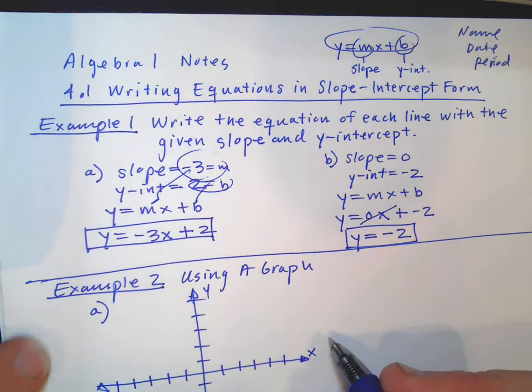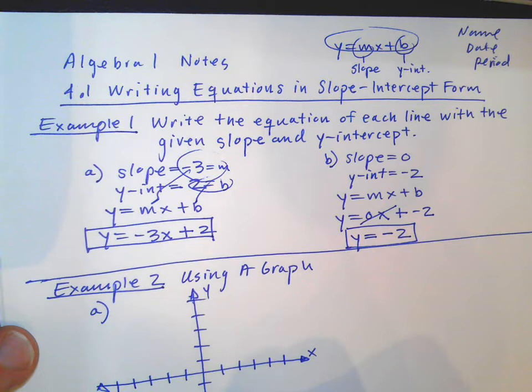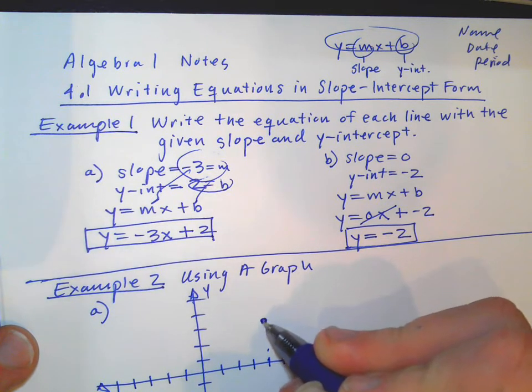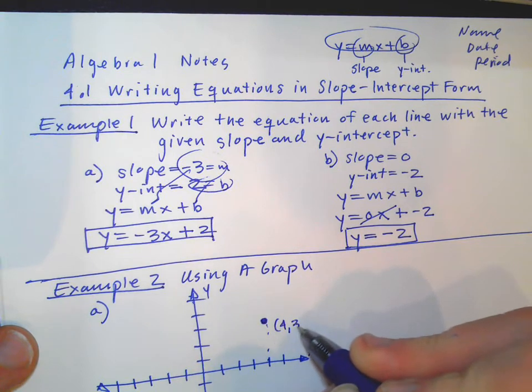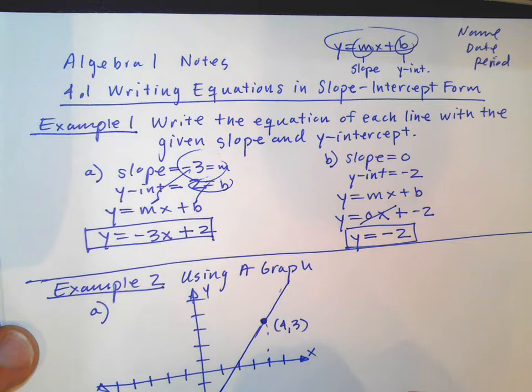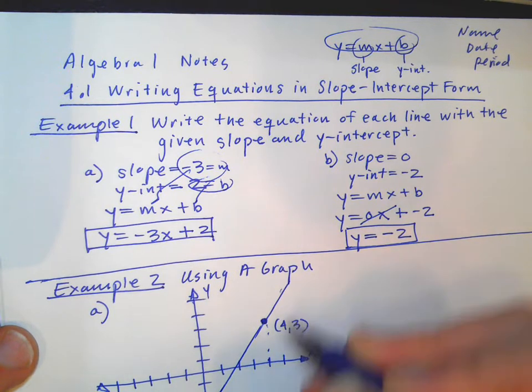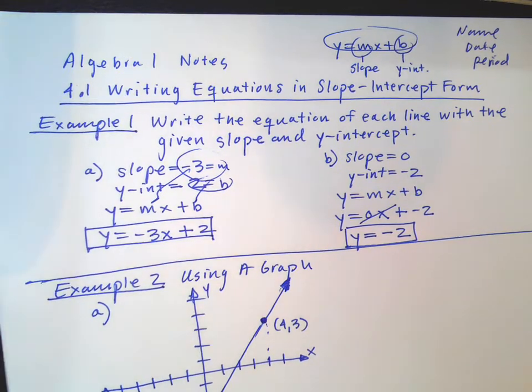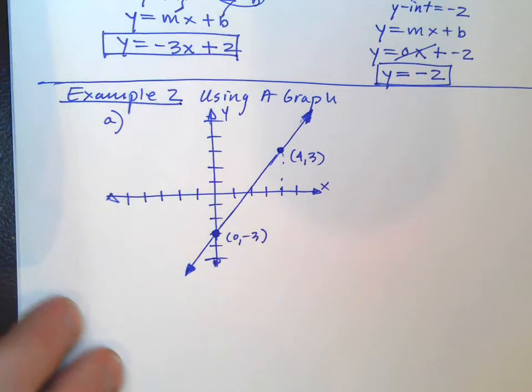And we're going to know some points on the graph. So let's say we know this one, which is at (0, -3). And we'll know another one at (4, 3). And then the line, a straight line, will be connecting them with arrows on the end. So this would be given to you already done.